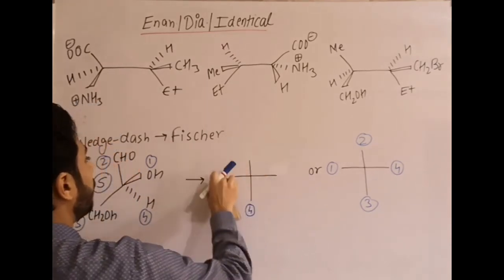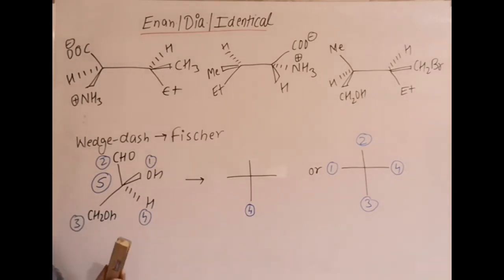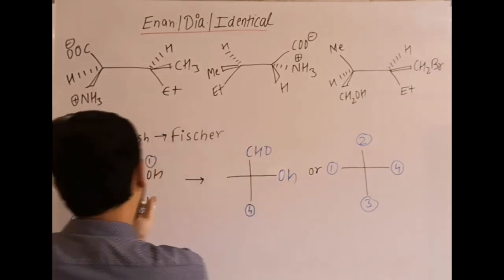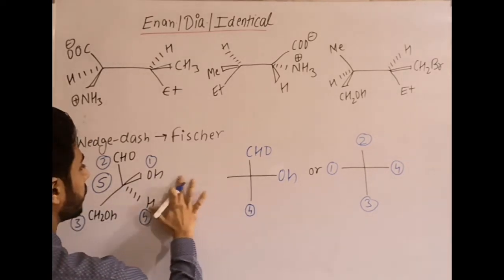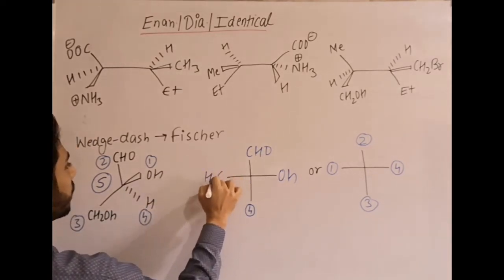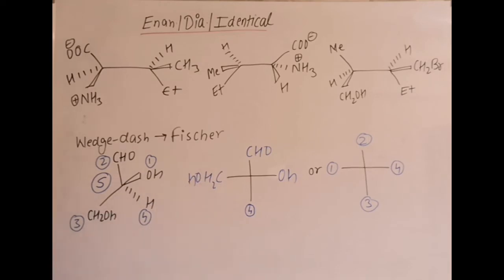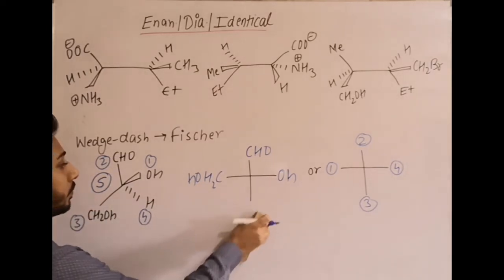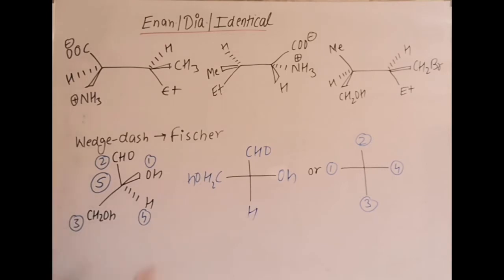So if you put the groups here, one such possibility with wedge and dash: the first priority group OH there, second CHO, and third CH2OH. This is one possibility of this molecule. They are identical. They are not different, they are identical.